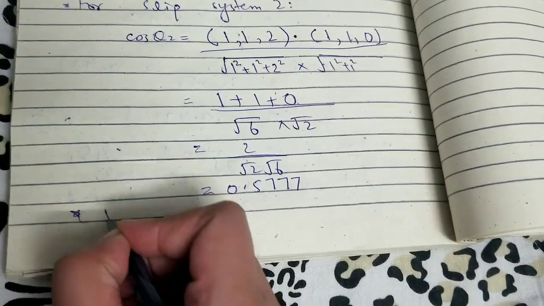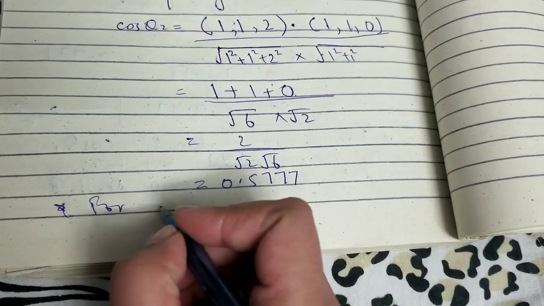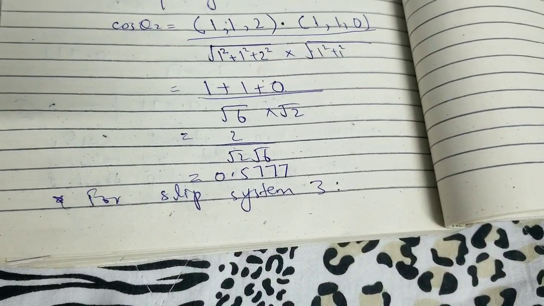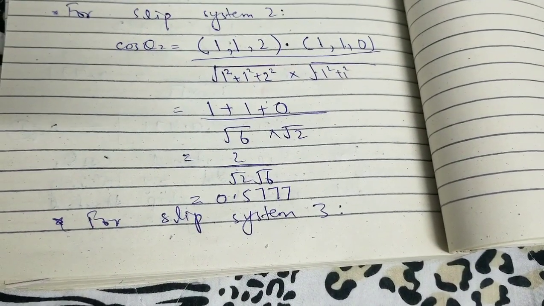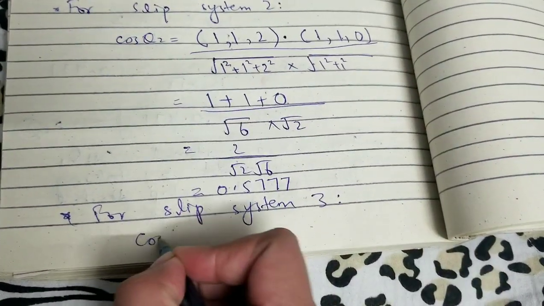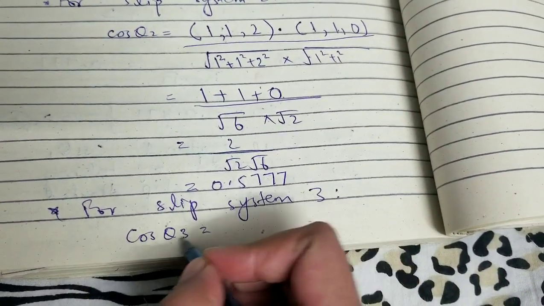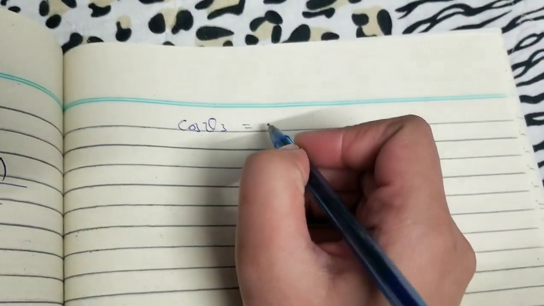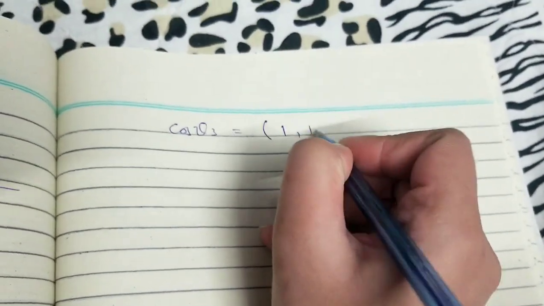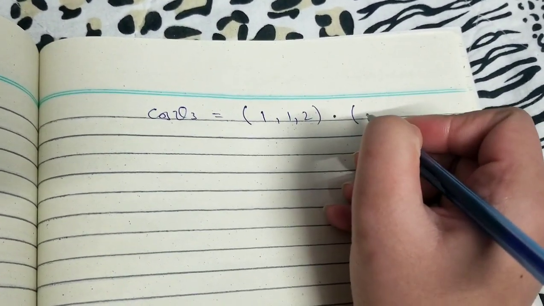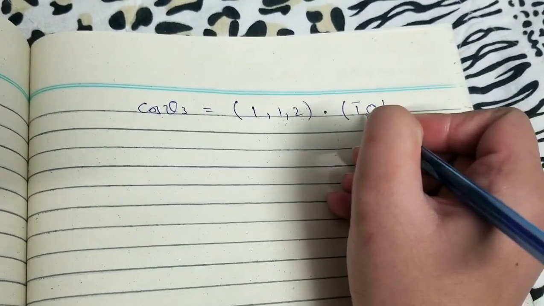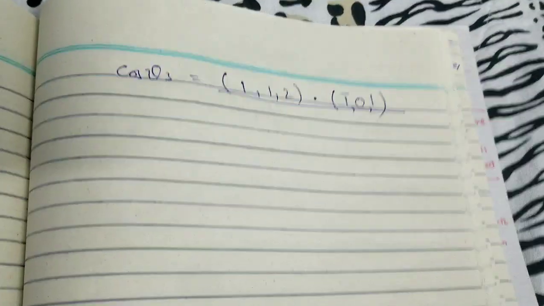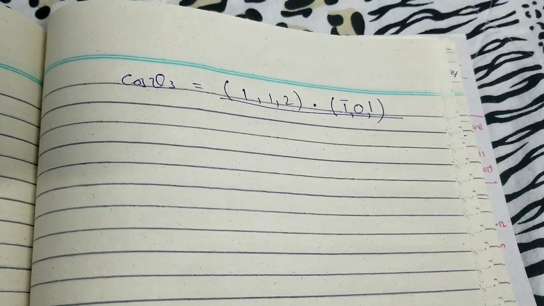Okay, now we are going to find out the value of cos theta 3 for slip system 3. These are the three directions that the plane has, and hence it forms three slip systems in which deformation is possible due to slip. And cos theta 3 will be equal to the product of (1, 1, 2) dot with the third direction, which is (-1, 0, 1), separated by commas because I'm writing them in terms of coordinates. You can represent a vector by corresponding coordinates.